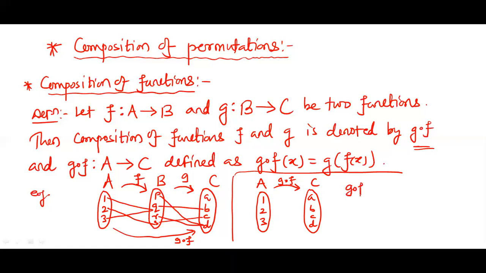What is g naught f of 1? By definition, it is g of f of 1. But what is f of 1? F of 1 is Q. So now we have g of Q. And what is g of Q? G of Q is B. Means under this function g naught f, 1 maps to B.